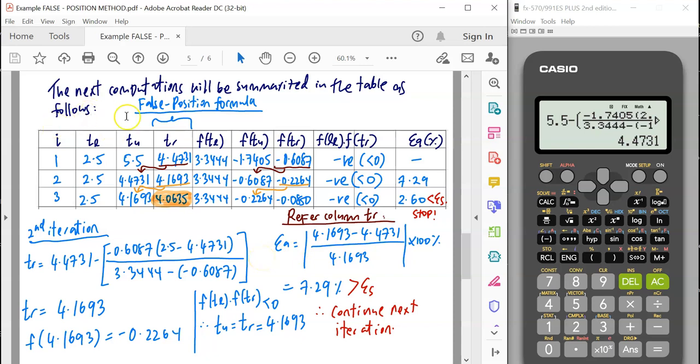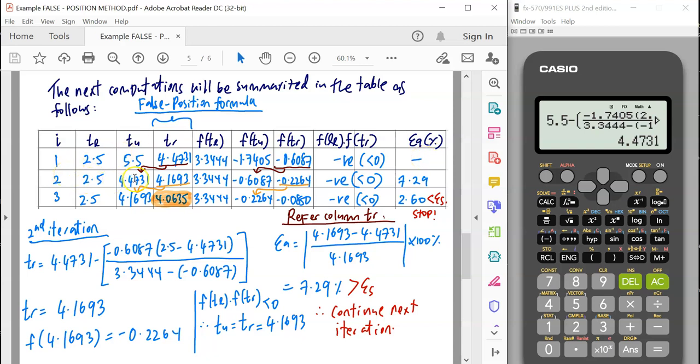If I summarize in this table, you can see the first row here is our calculation for first iteration. As I told you, for false position method, we don't have a value for approximate percent relative error for the first iteration because we just begin our calculation. We only have the current estimation. We don't have information about the previous estimation. That's why we put a dash. Then you proceed to the second iteration.